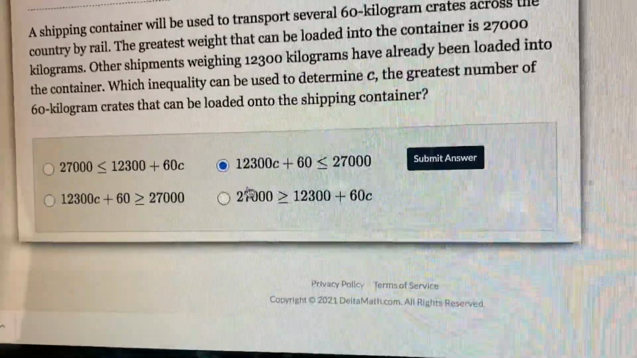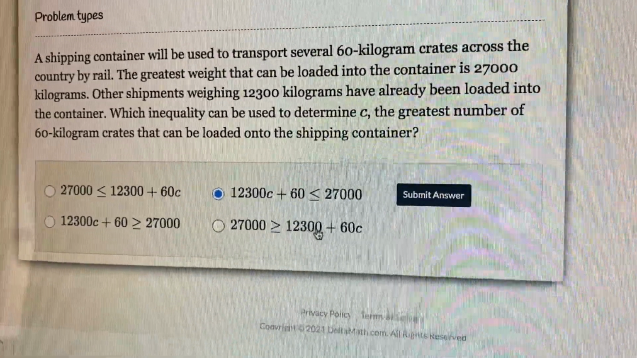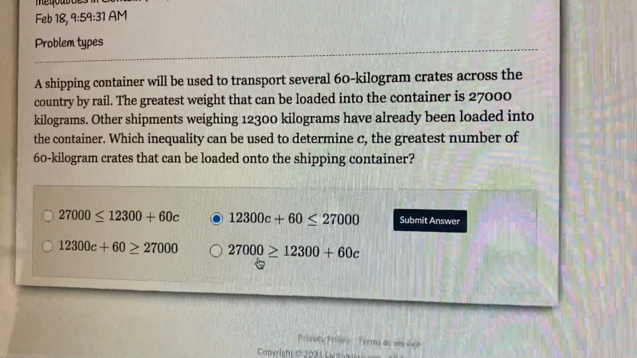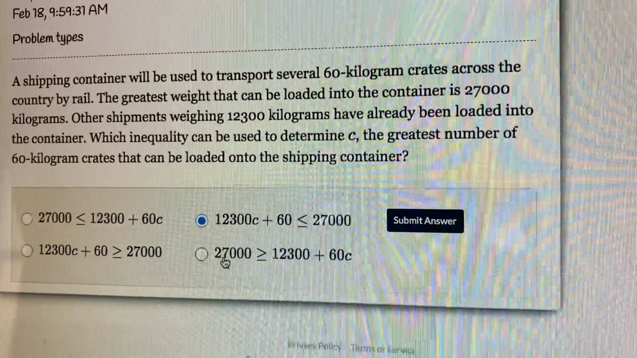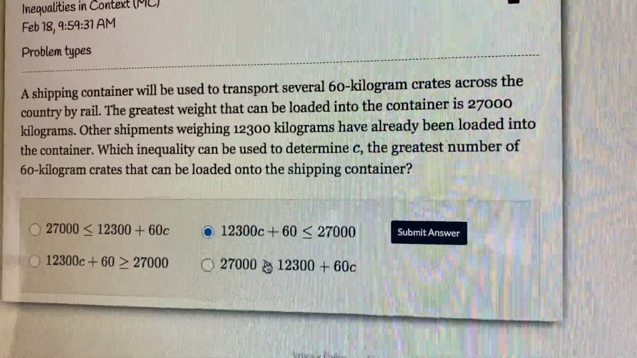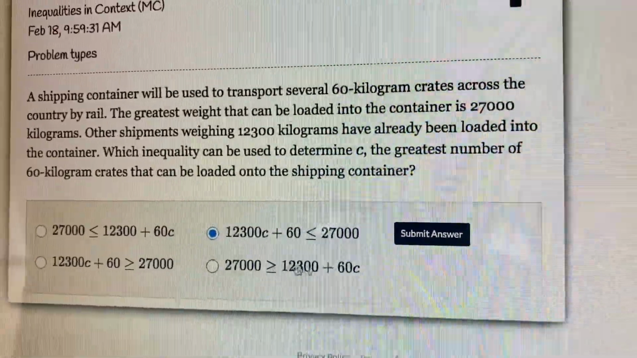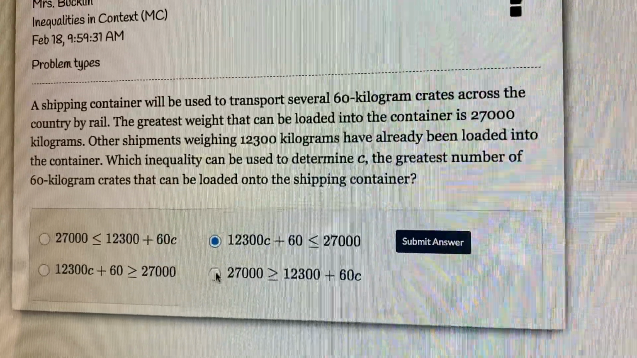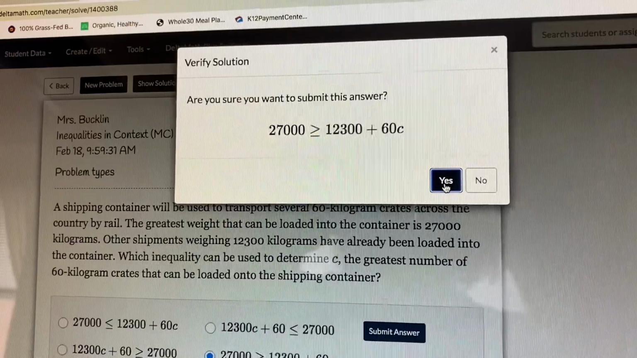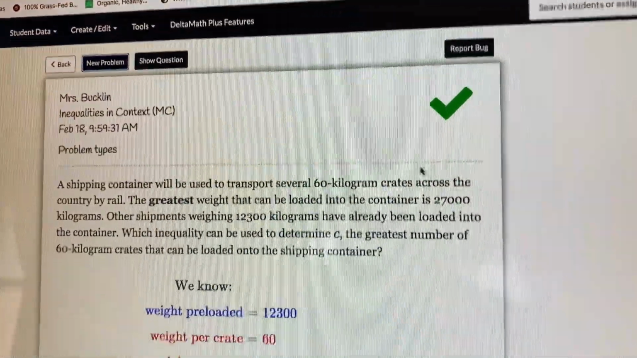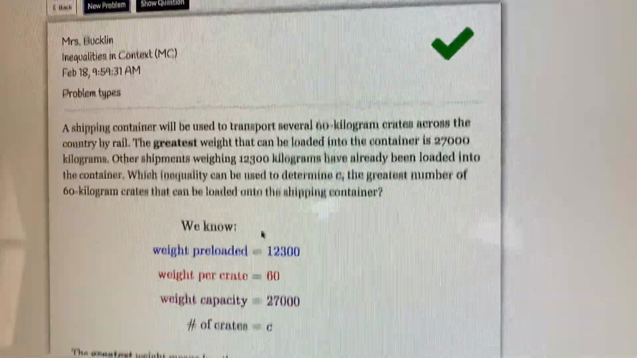Sorry. We have the 12,300 plus the 60 per container. And we compare that to the 27,000. 27,000 is going to be greater than or equal to the weight of my container. So this is my correct answer. Let's check and see if we got it right. Yes, green check mark.